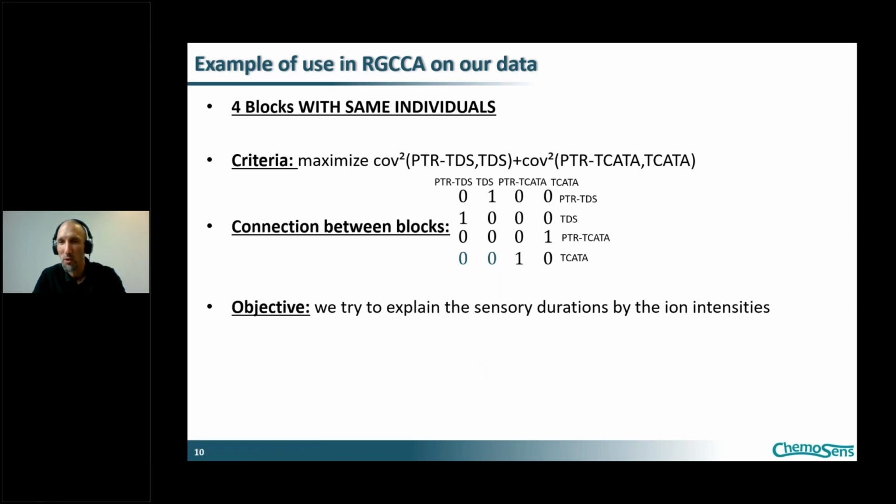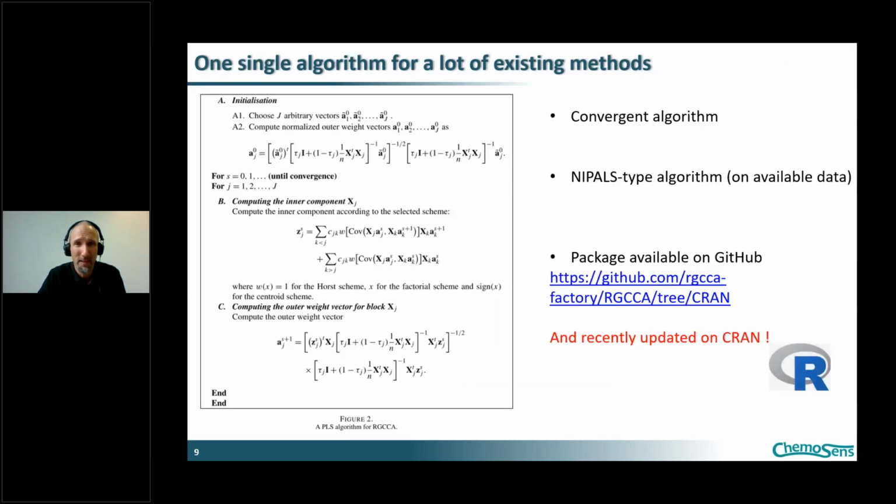So I'll read my next question if I can. Marine, thanks. Did you investigate the effect of the tau parameter? Because you mentioned that you can get CCA or PLS results or something in the middle. How did you manage to set this tau parameter? So here I have just put tau equals 1 because I wanted to maximize the covariance parameter.